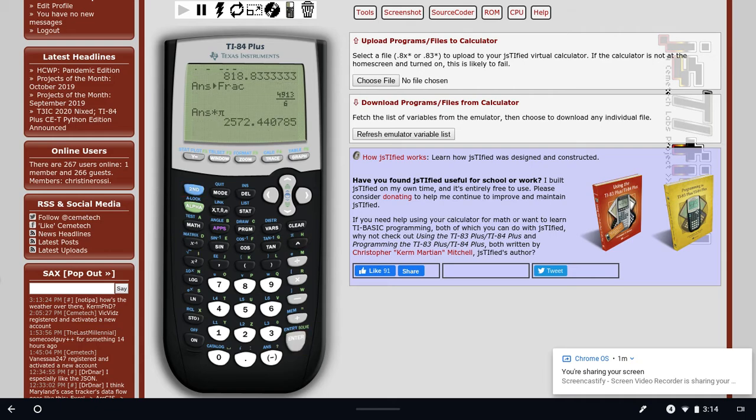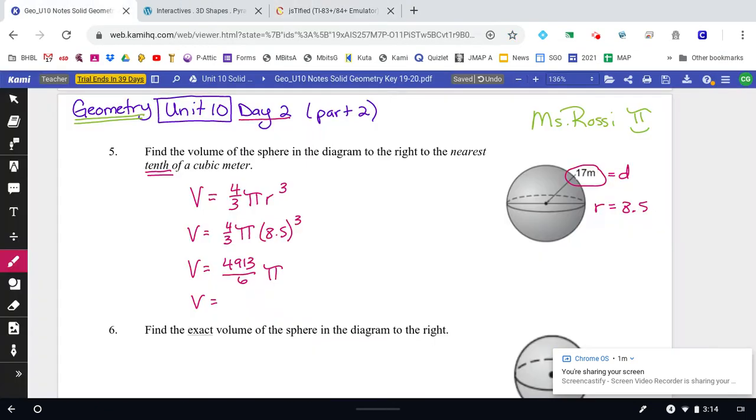And I'm rounding this number to the nearest tenth. So this is approximately 2,572.4. My unit is meters cubed.